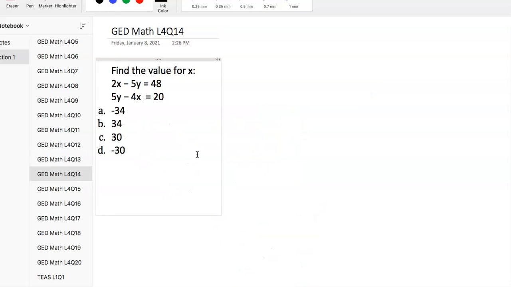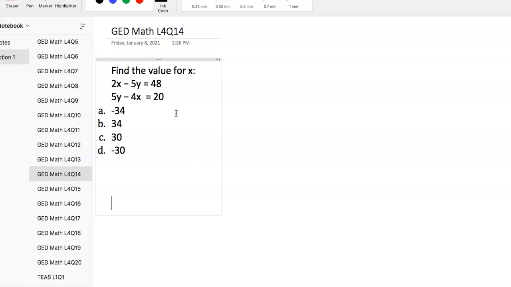Okay, find the value of x. This is also a system of equations, but not quite as hard as that last one. So we have 2x minus 5y is 48, 5y minus 4x is 20. And they want us to solve for x. So somehow we're trying to get rid of these y's, right?